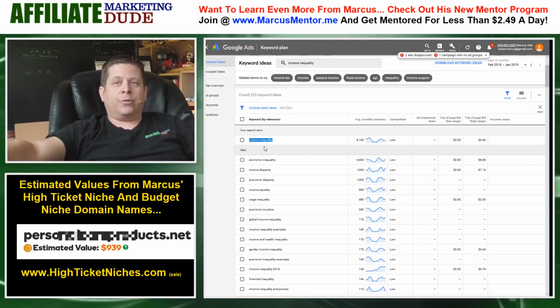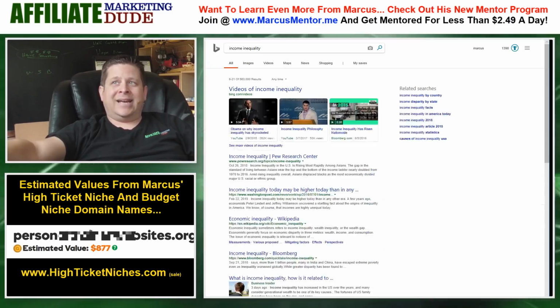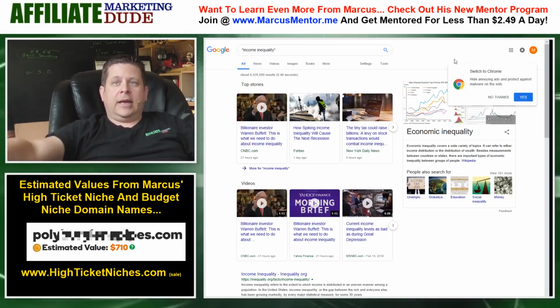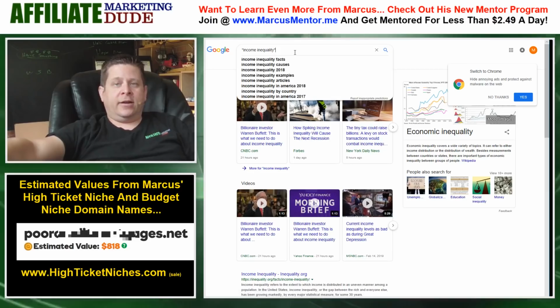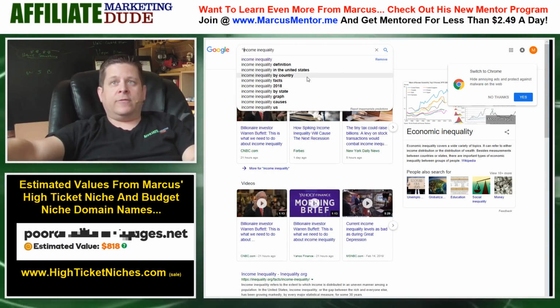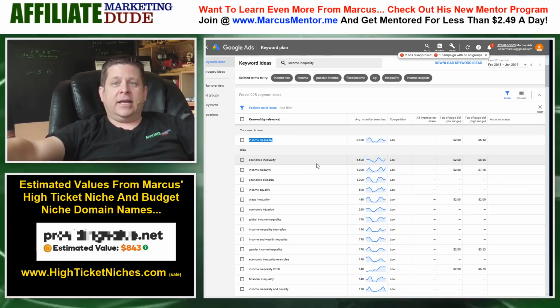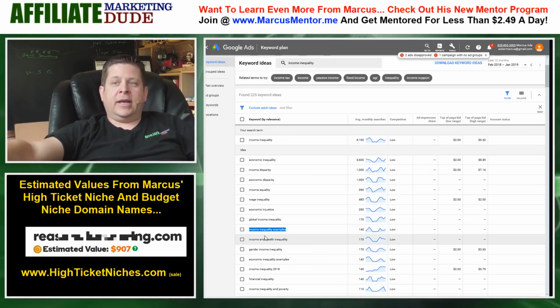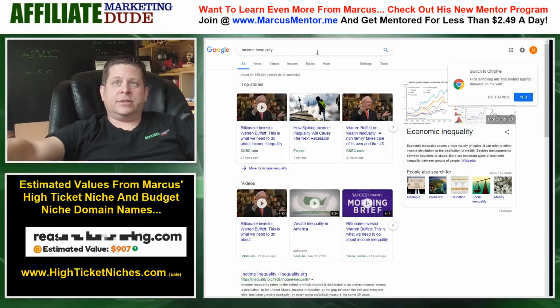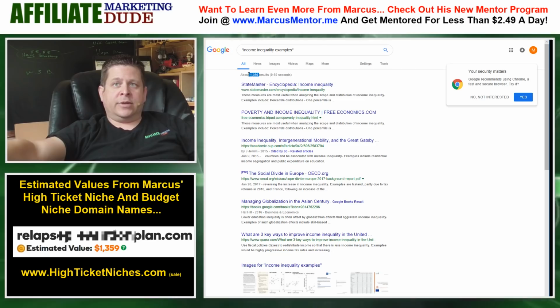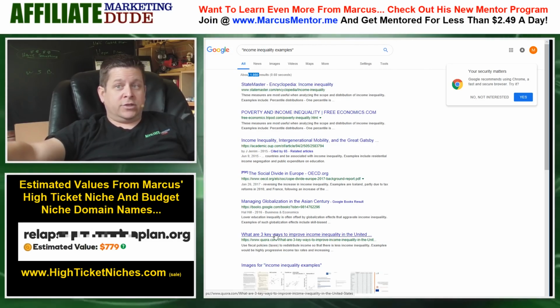Now, first of all, I'm not going to go for income inequality because that is a little bit competitive. So if we do Google and we're like income inequality, okay, we got 6 million results there in quotes, without quotes, we have 84 million results. That's a lot of results. So what we want to do is refine it and get something we can get. So like if we do income inequality examples, okay, we could probably pick some of these terms up. Income inequality examples only has 1,000. That's pretty good. We also notice Quora's here.